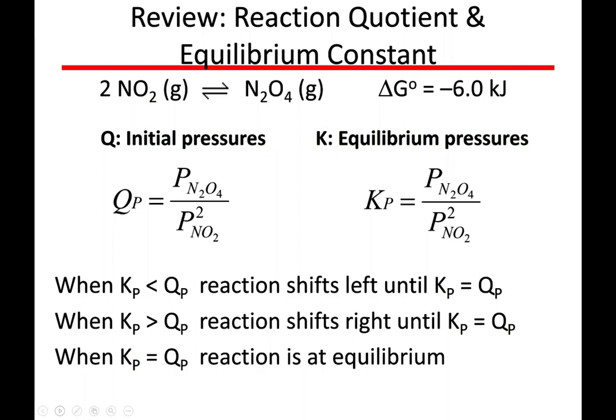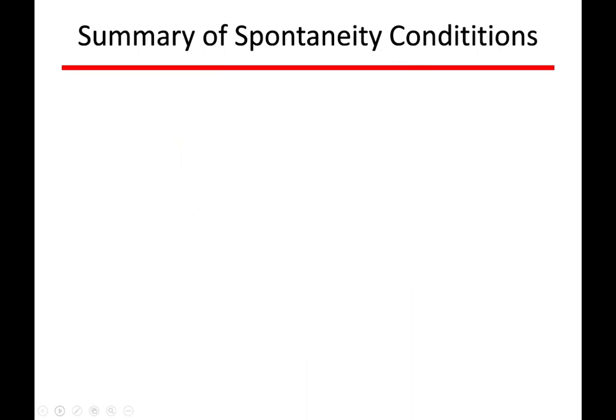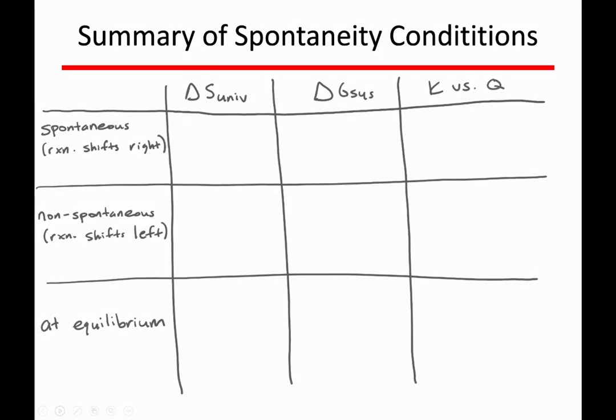And additionally, when you look at these reaction shifts left, reaction shifts right, it starts to look a lot like the spontaneity conditions that we've been discussing here in this chapter. So let's summarize the spontaneity conditions that we've been discussing so far. There are 3 different spontaneity conditions that we've looked at here over the course of chapter 10. There's one that deals with delta S universe, there's one that deals with delta G of the system, and there's one that deals with the comparison between K and Q. And let's talk through what we've discussed with regard to all of these.